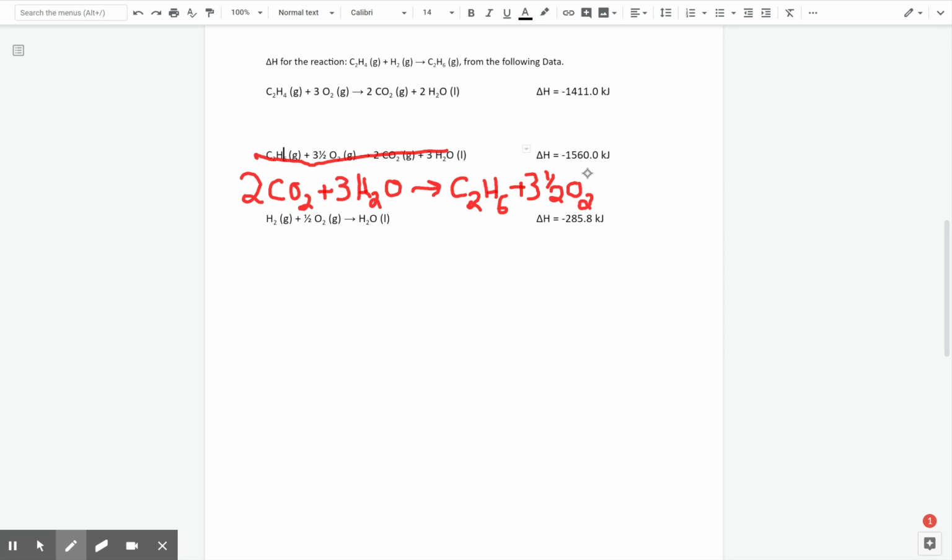Now, since we flipped the equation, we also need to flip the sign of this delta H. So instead of negative, this becomes a positive 1560 kilojoules.